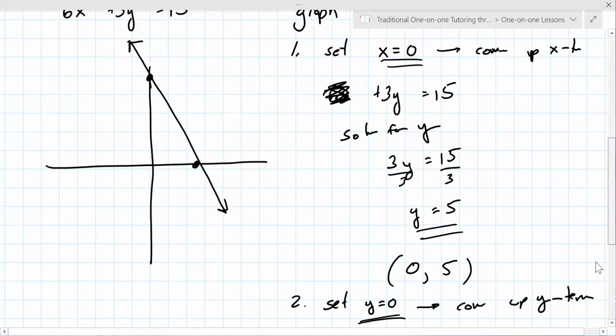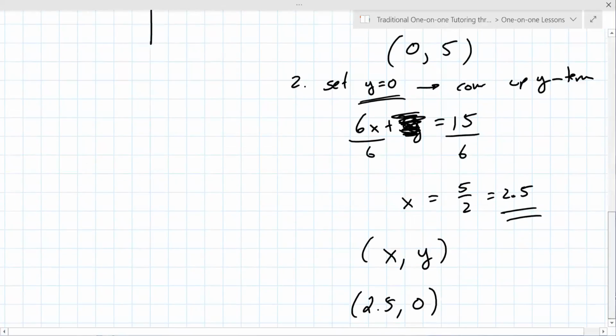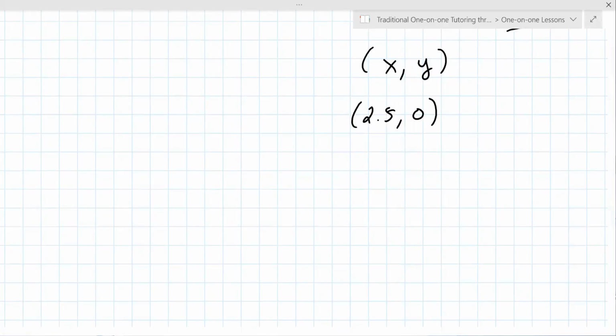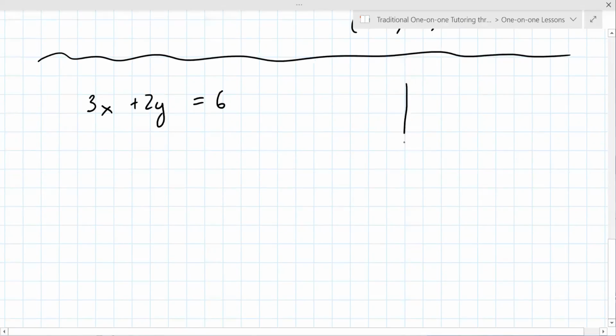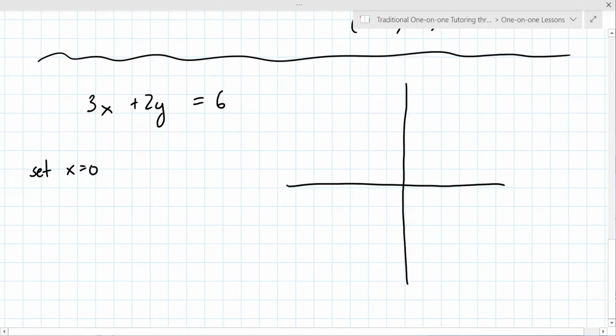So one of the limitations here is what I can't do. Let me come up with a new one for you. Let's say it's 3x plus 2y equals 6, and we want to graph this. One of the limitations is that when I say to set x equals 0, you literally cover up this term here, and you say, oh, it's 2y equals 6.